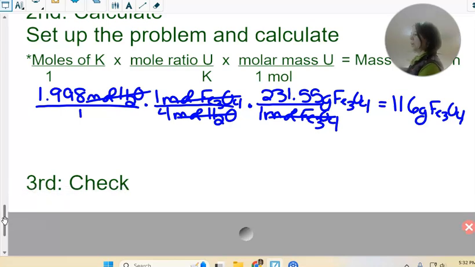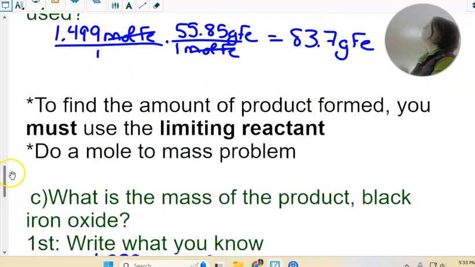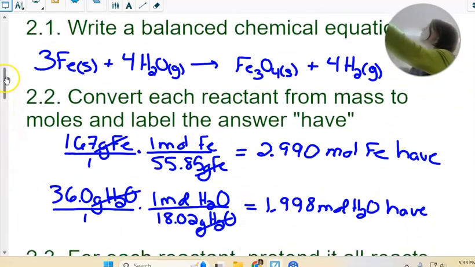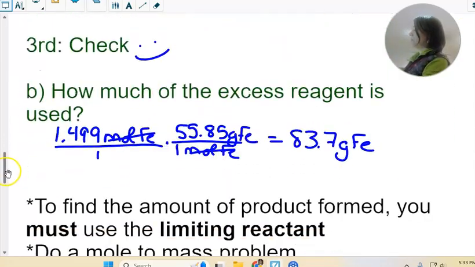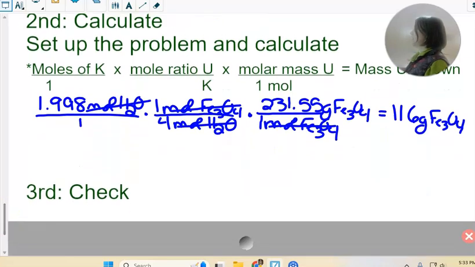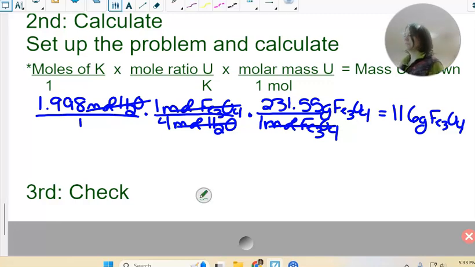Okay, let's do a check. So we already double checked that 36 is about 2 moles of water. So let's go up to our balanced chemical equation. If I have 2 moles of water, that's half of the balanced equation of 4. So that means I'll get about half of a mole of black iron oxide. And we figured out the molar mass of black iron oxide is about 230. About half of that would be about 116 grams. Did we get something close to that? We did.